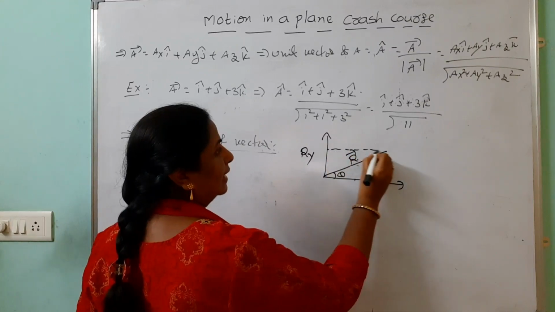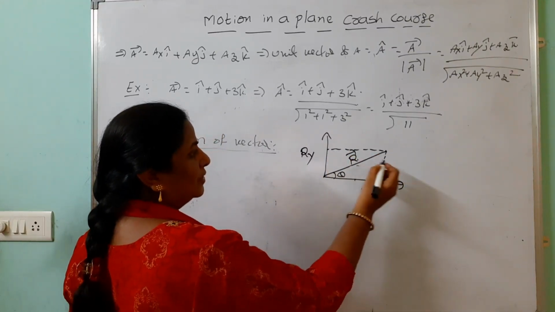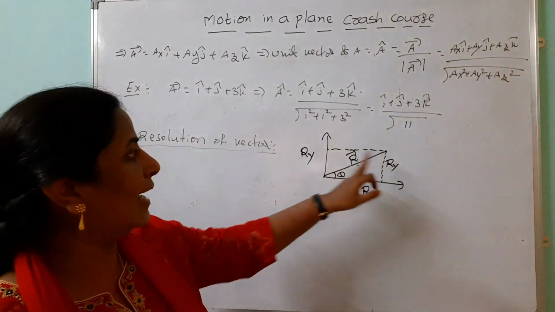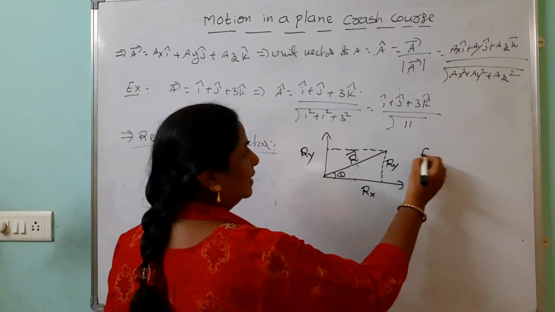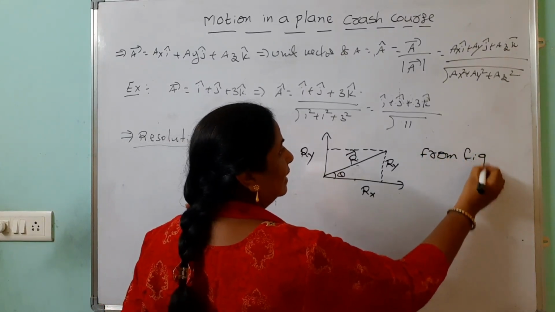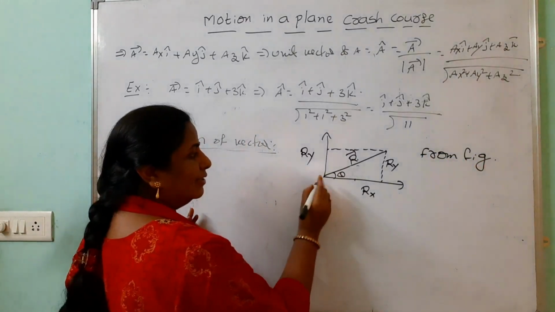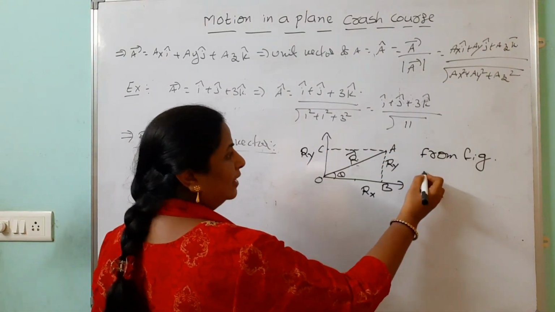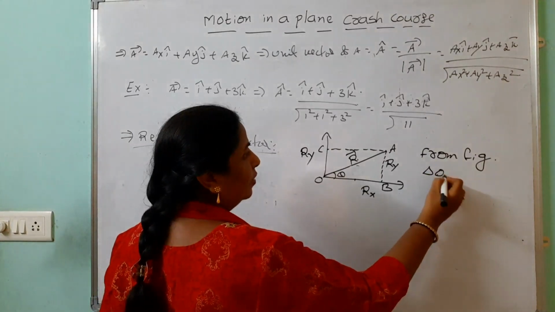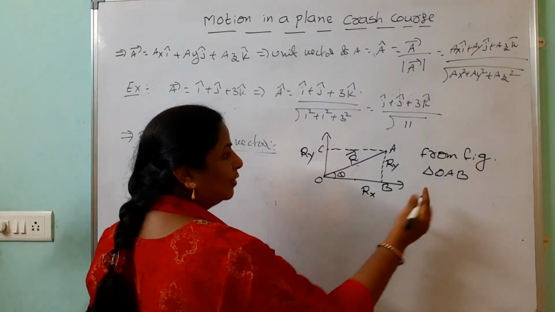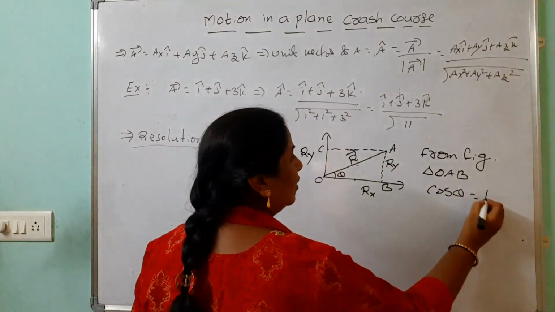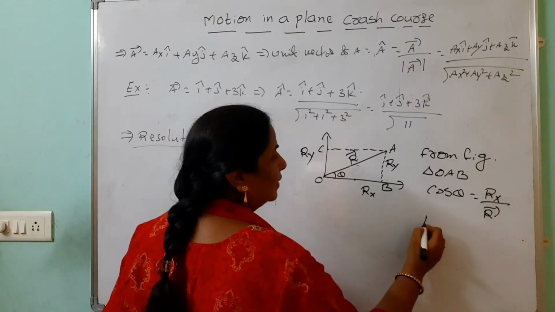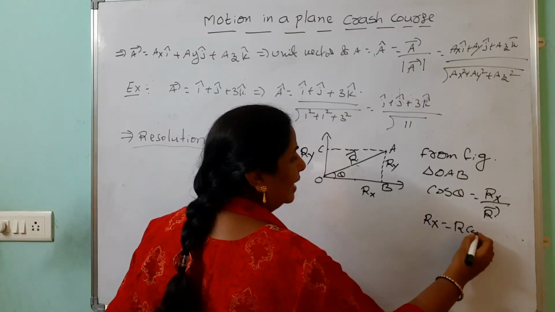Now you should make one rectangle here. You know that opposite sides are equal, so this is ry. How to find out rx and ry in terms of r? From the figure, clearly you can observe that if we want rx, suppose this is O, A, B, C. From the right-angled triangle OAB, we want rx, which means we want cos theta. The cos theta formula is adjacent by hypotenuse. Hypotenuse is r bar. So you can say that rx equals r cos theta.